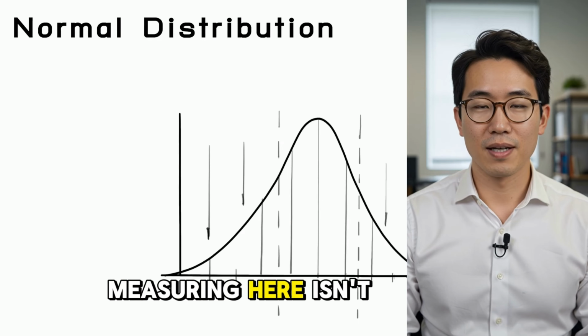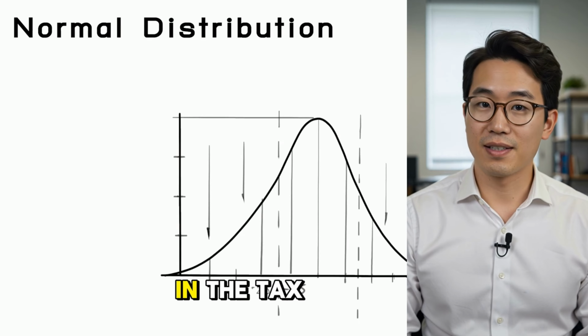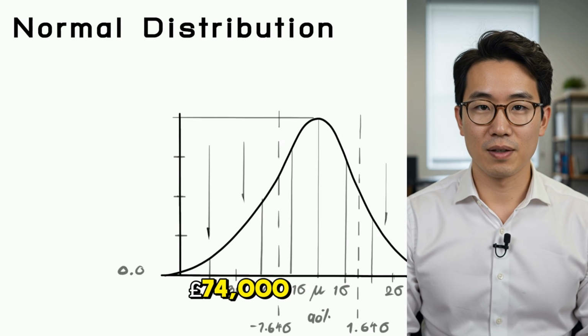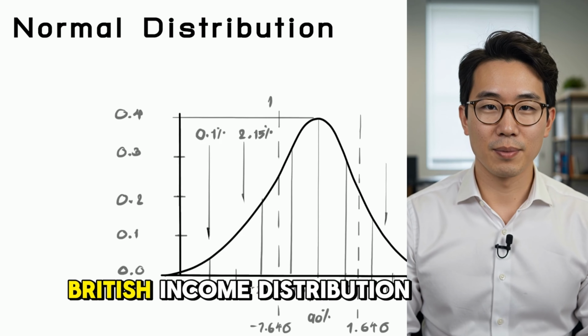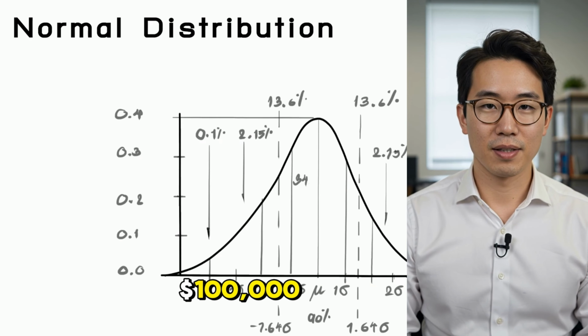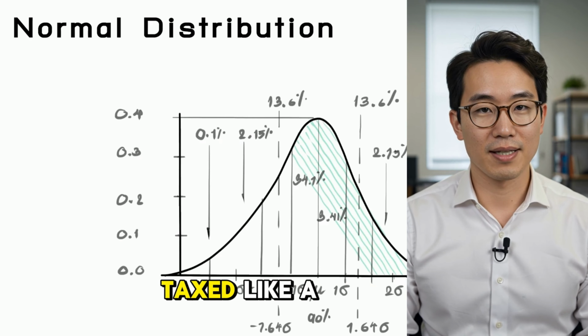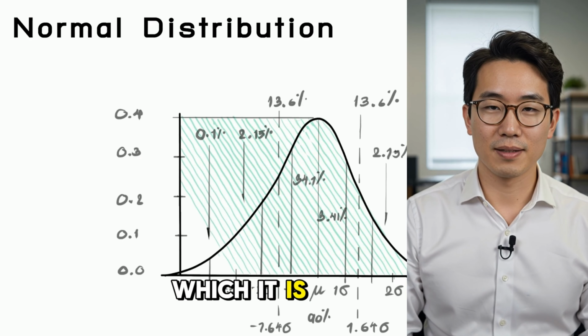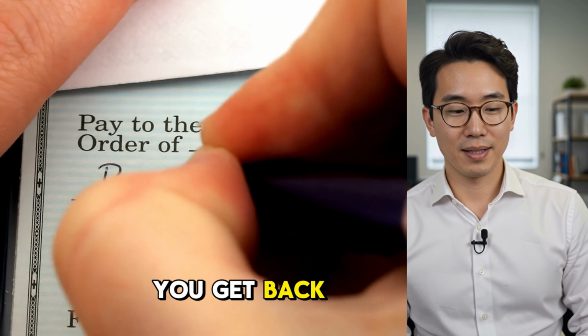Part of what we're measuring here isn't generosity or stinginess in the tax code. It's the fact that $74,000 is simply further up the British income distribution than $100,000 is up the American one. So it gets taxed like a higher income, which it is. Round two, what you get back.